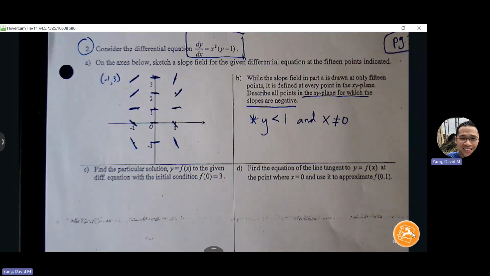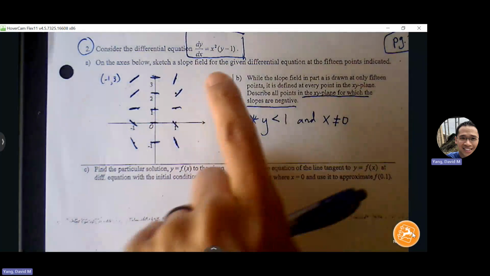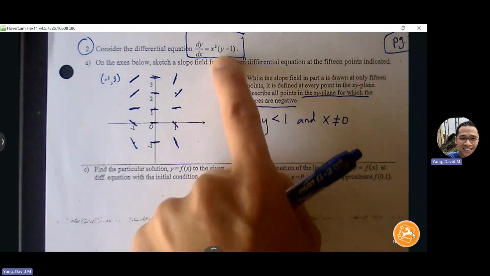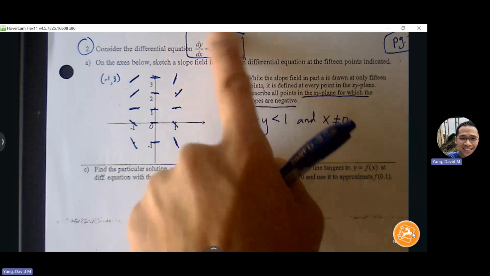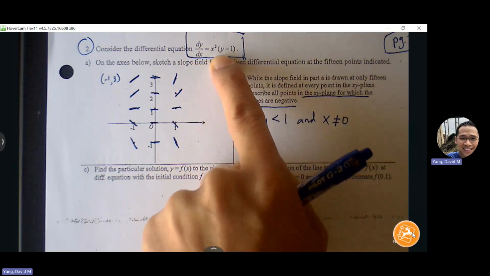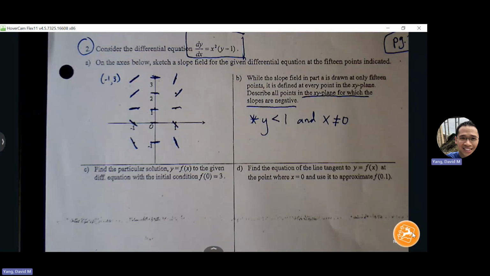Okay, part C, find the particular solution. So we have to solve this differential equation, right? So let's see if we can go through our steps. Cross multiply, and then separate your variables. Y is on the left, x is on the right. Take your antiderivative. Decide whether it is natural log, power rule, or use substitution.